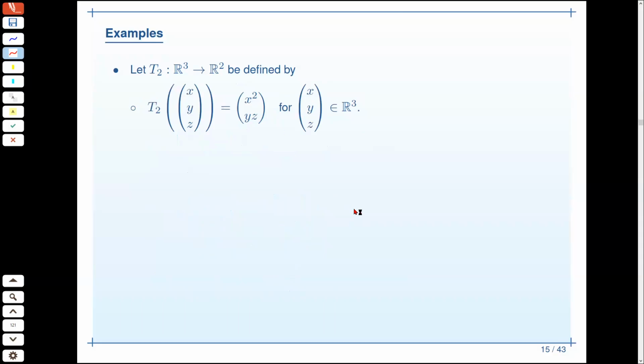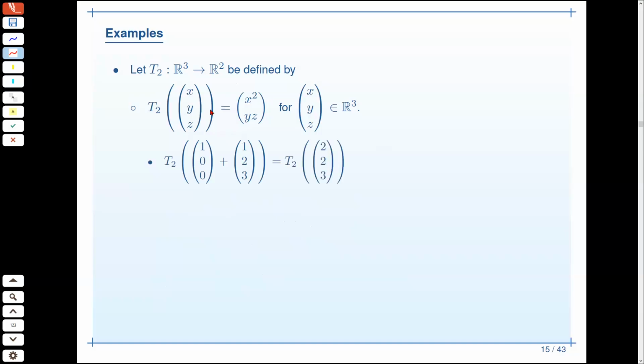Or maybe just one more example. Suppose T2 is a transformation sending R3 to R2, such that it sends (x, y, z) to (x squared, yz), which doesn't seem to be linear. But you can check that T2 will send 0 to 0. So you need to check other properties. For example, you can randomly choose. Usually choosing the standard basis will do. For example, the two vectors I choose will be (1, 0, 0) and (1, 2, 3), whose sum gives us (2, 2, 3).